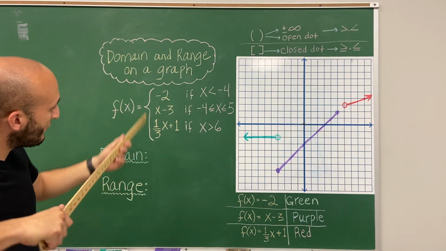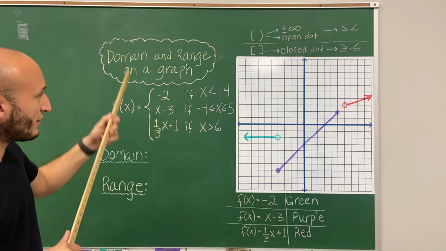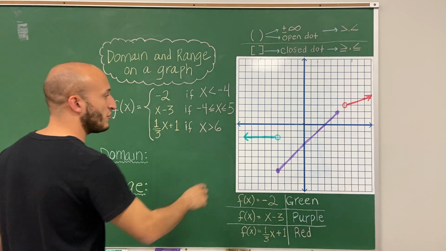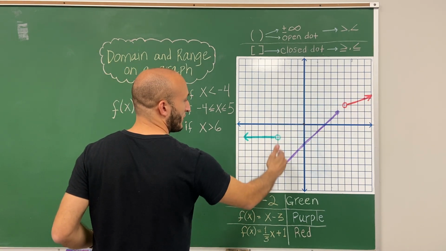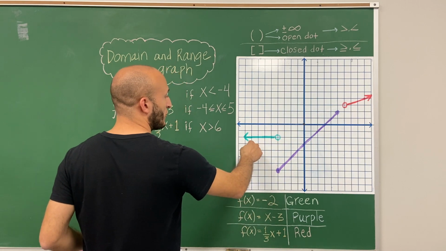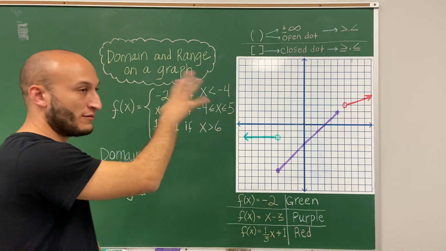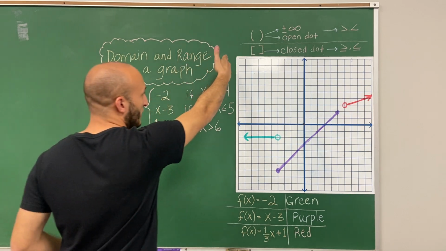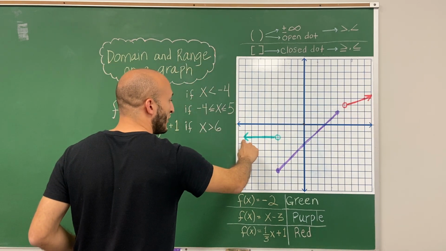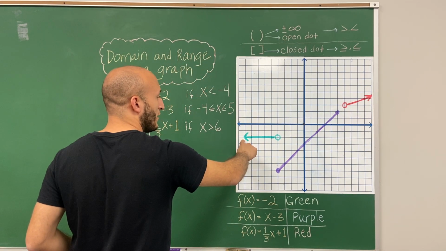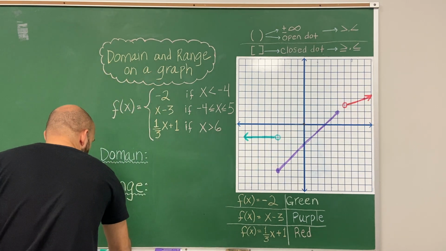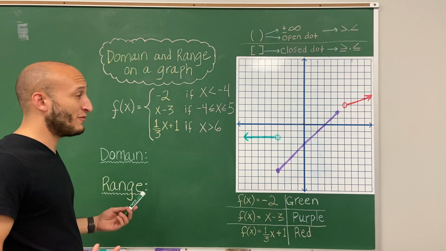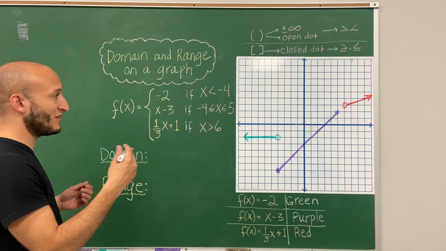So if I were to somehow see somewhere near negative infinity, would I have a value there? Of course, you would hit this green one. This one stops here, but this green one goes on forever to the left, forever. So if I went down like this, I would run into this green line here. So that tells me that I will have a value for my domain, or my domain starts at negative infinity.